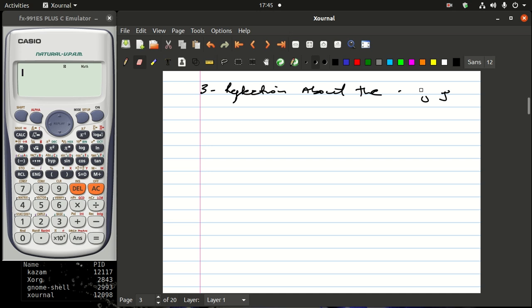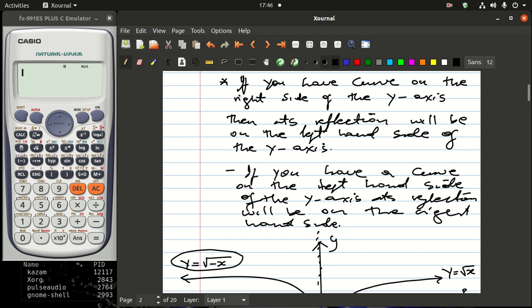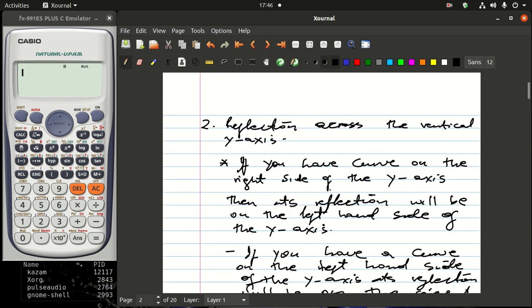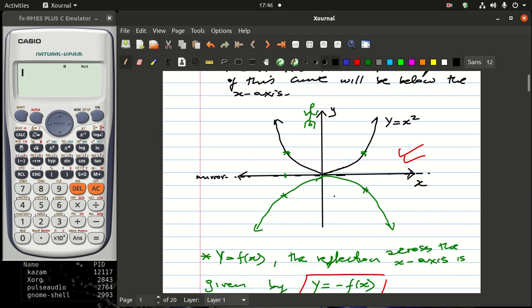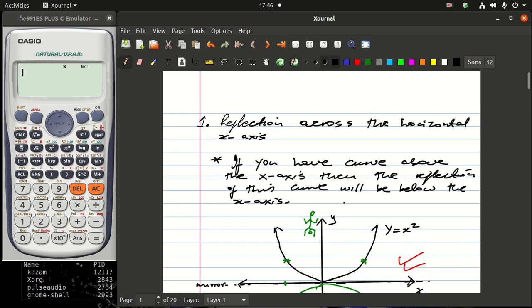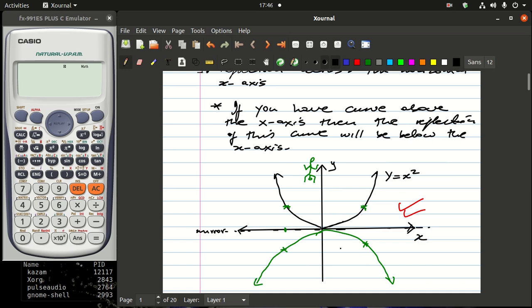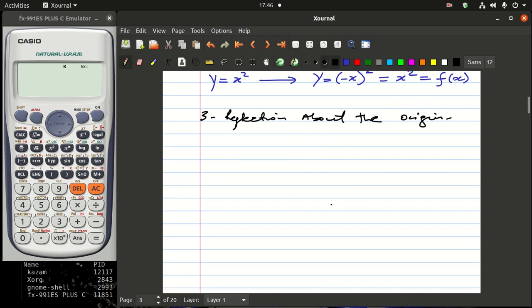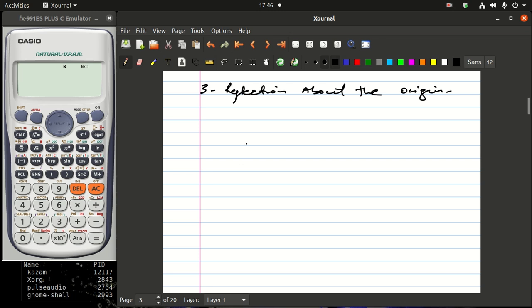This is not the origin. It is the reflection about the origin. Now, what is a reflection across the origin, and what should you expect from it? Let's take a look at what we said here. If you have a curve on the left, it will go on the right. If you have a curve above the axis, the reflection will go below the axis, and if you have a curve below the axis, it will go above the axis. Now let's look at the reflection about the origin.